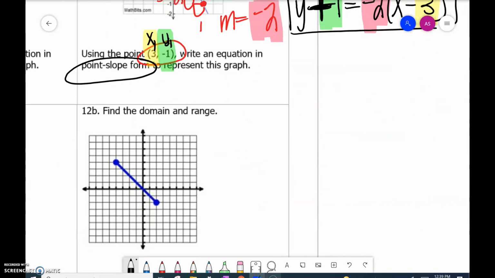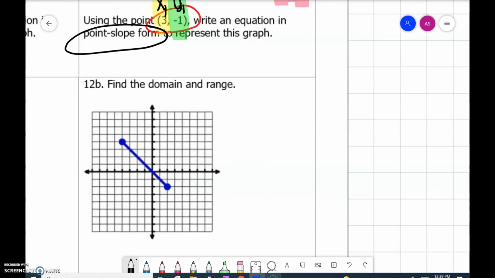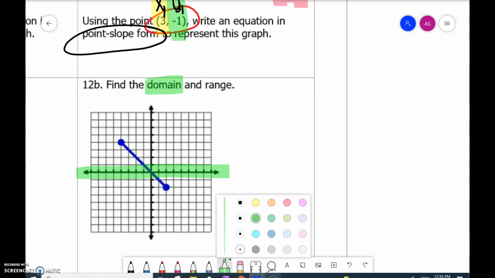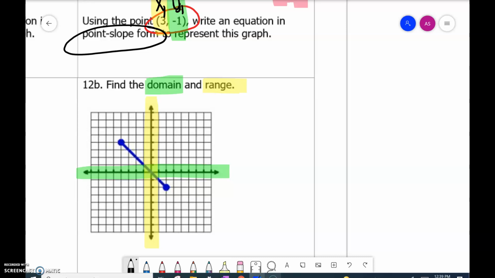All right, my last one, domain and range. So we know that domain is x, which I'm going to be looking from left to right on my graph. And we know that range is y, so I'm going to be looking from bottom to top. So we want to just look at where this graph starts and where it stops. So we're starting at 1, 2, 3, 4. So this is -4. And this graph stops at 2.